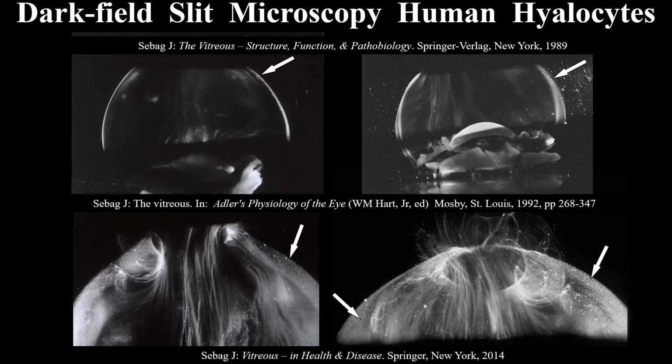Dark field slit microscopy demonstrates the existence of hyalocytes as highly refractile spots in the posterior vitreous cortex. In all of these specimens, the outer coats of the eye were dissected, and a slit lamp was used to create a horizontal optical section through the vitreous. The anterior segment is below in all of these images, and the posterior pole is above. The upper two images are from children, and the lower two are from middle-aged adults. The arrows indicate the highly refractile spots embedded in the vitreous cortex of these intact vitreous bodies.